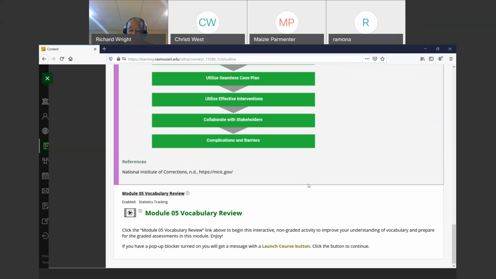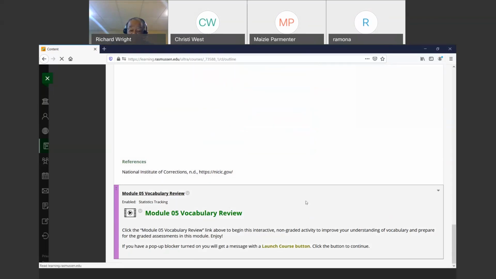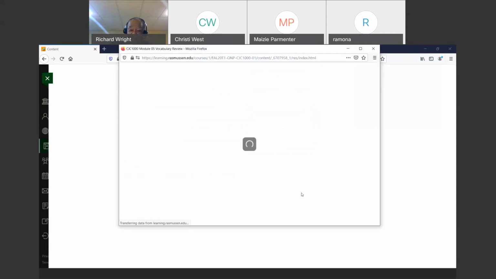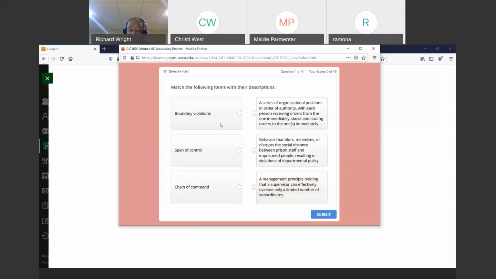So now you have your vocabulary review. This is something for you. Again, I remind you, it's something to help you with your quiz. And then you can put these two together, line them up, and you match them. And such as it says, a series of organizational positions in order of authority, with each person receiving orders from the one immediately above and issuing orders to the ones immediately below. What do we call that?